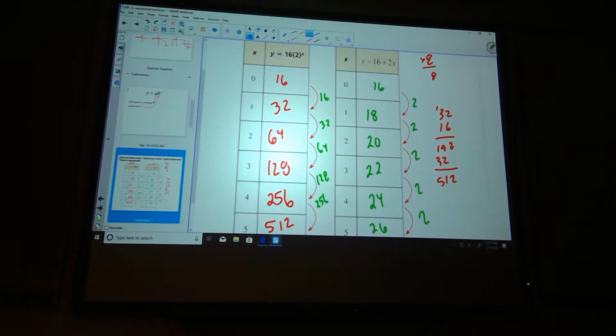So which one's growing faster, exponential or linear? Exponential. So if you ever hear of a bank saying, hey, we have a linear account that compounds linearly, run. Don't use them. They're bad.